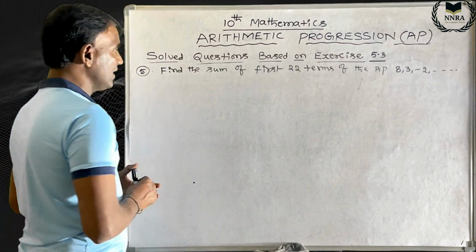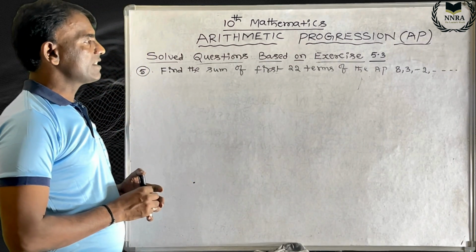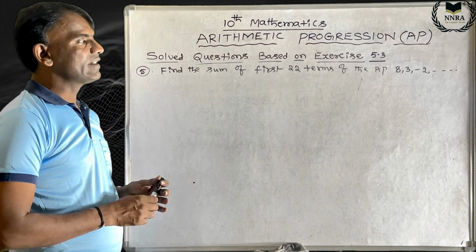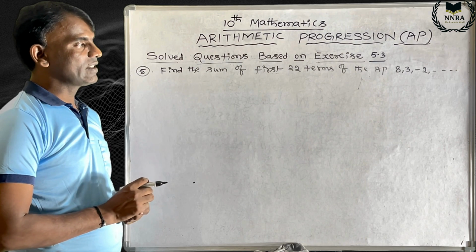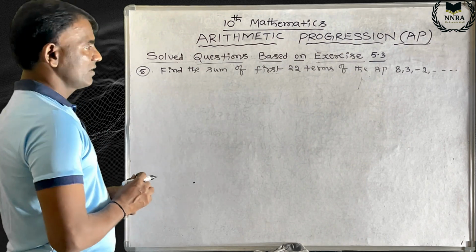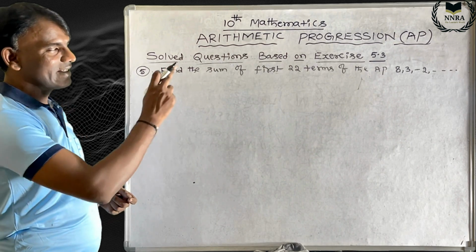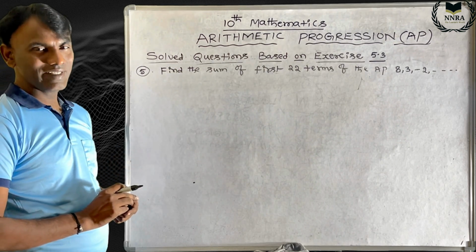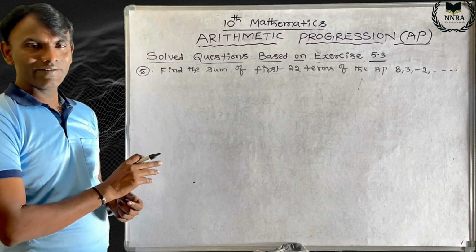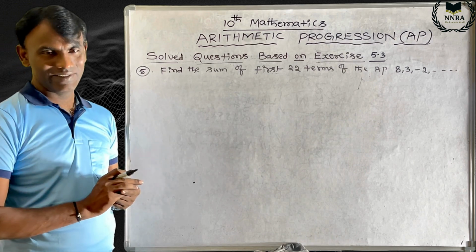Okay, now question number 5. Find the sum of first 22 terms of the AP 8, 3, minus 2, and so on. First 22 terms means S22. First write the given data, meaning the given AP. Then after that we write the a value, d value. Then we find S22. Clear?